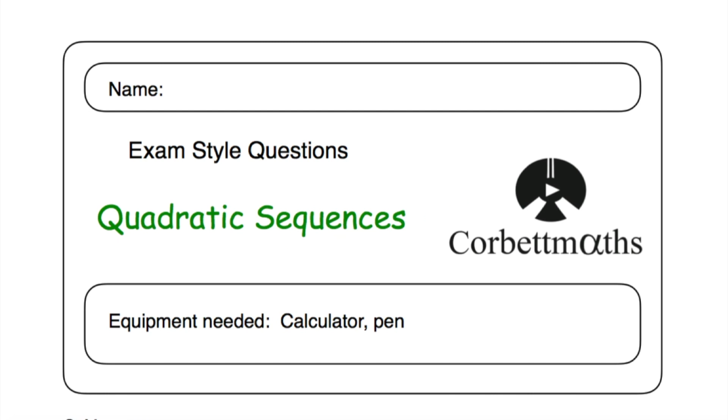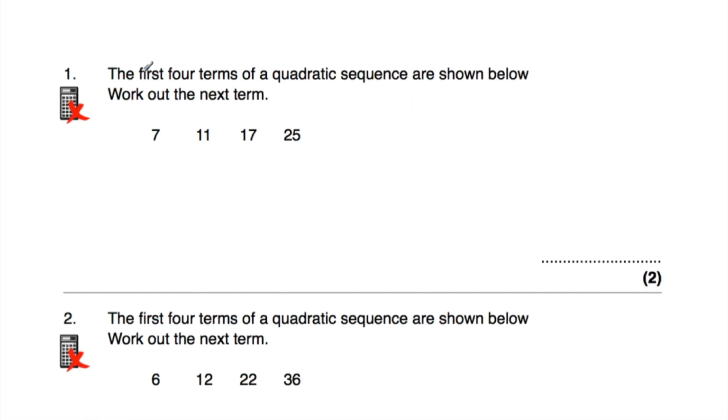So let's get started. Question number one says the first four terms of a quadratic sequence are shown below, and they are 7, 11, 17 and 25. We've been asked to work out the next term. To get from 7 to 11, we would add 4. To get from 11 to 17, we would add 6. To get from 17 to 25, we would add 8. So for the next term, we would add 10, because we're adding 4, then 6, then 8, then 10. That means the next term would be 35. So the next term in the sequence would be 35.